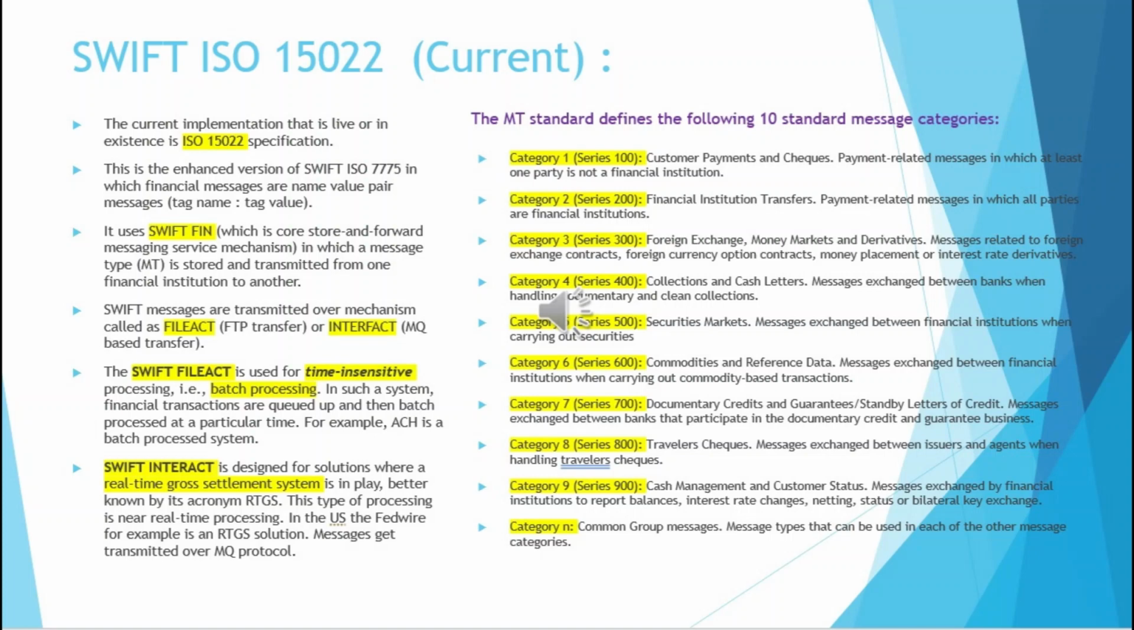600 series refers to commodities and reference data. 700 series refers to documentary credits and guarantees, standby letters of credit. 800 series is traveler's checks. 900 series is cash management and customer status. And category N refers to the common group messages, in which the standardized messages are exchanged by the SWIFT.